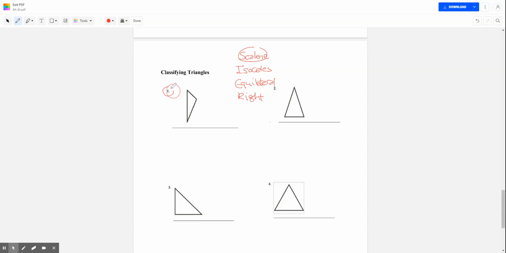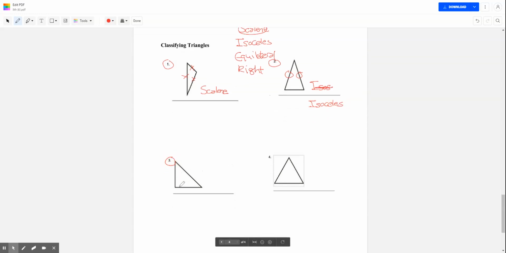So let's look at number 1. We see that none of the side lengths are equal in this one. So we're going to classify it as scalene. Let's look at number 2. We see that 2 of the side lengths are equal here. So we're going to classify it as isosceles. Let's look at number 3. One of the angles is a right angle. So we're going to classify it as a right triangle. Number 4. All of the side lengths are equal. So we're going to classify it as equilateral.